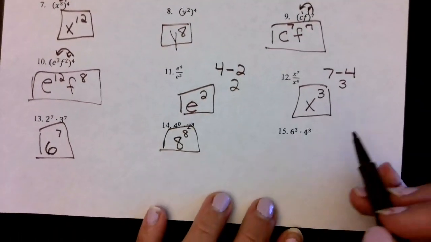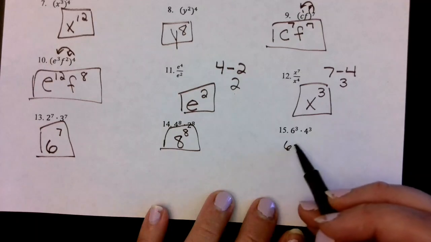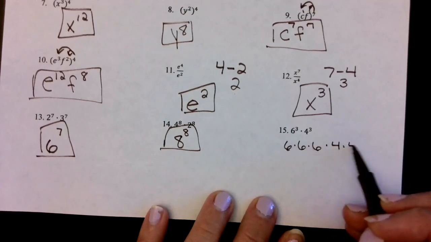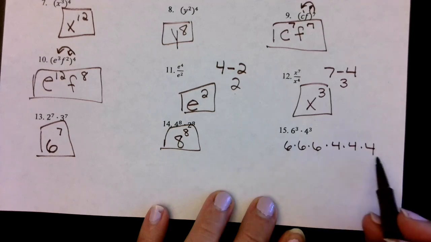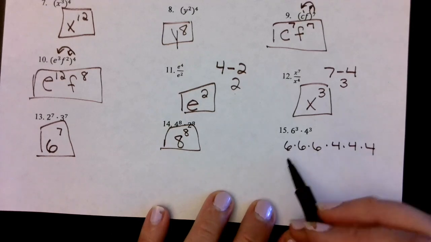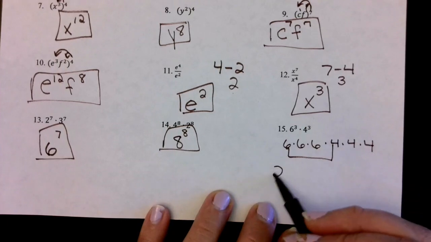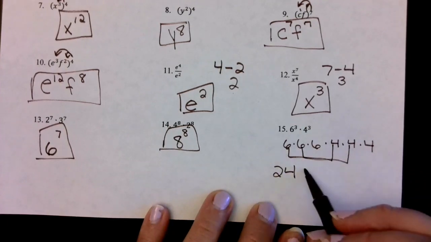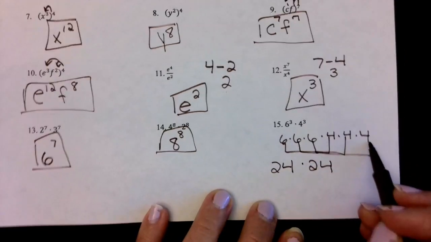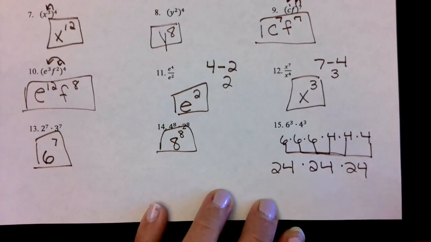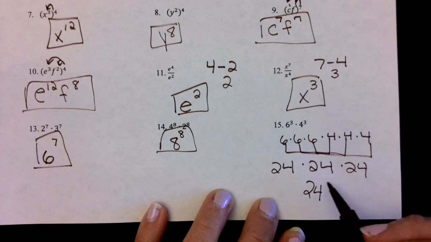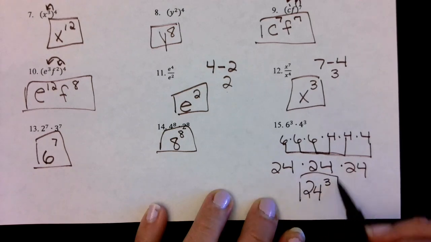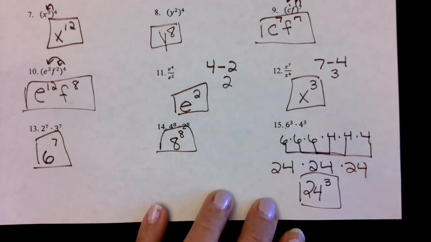Here it's a little easier to look. 6 cubed times 4 cubed is 6 times 6 times 6 times 4 times 4 times 4. So we have 3 of these and 4 of those. So it'd be like saying 6 times 4 is 24, 6 times 4 is 24, and 6 times 4 is 24. And now we have 3 24s that are multiplying together. So it's 24 cubed. Or just 6 times 4 is 24. And then the 3 stays there.